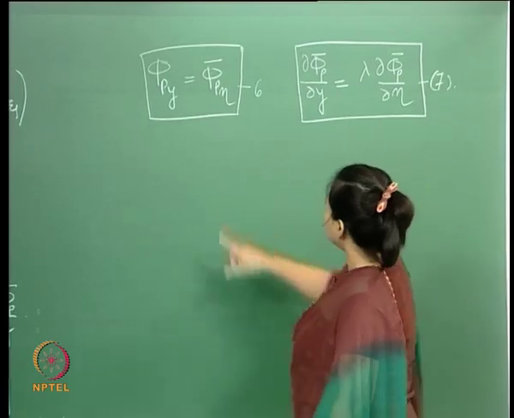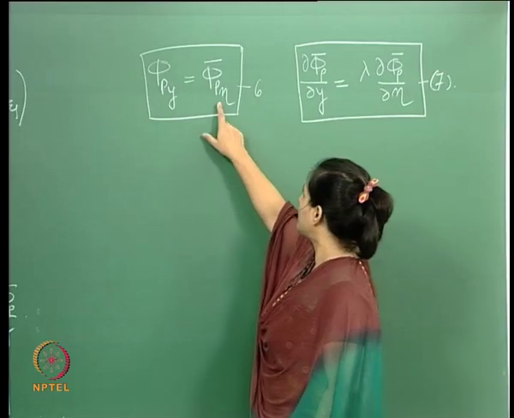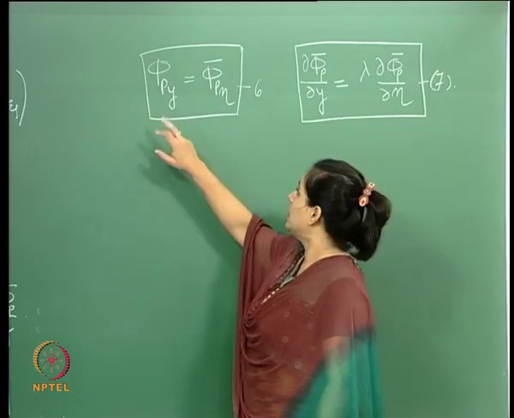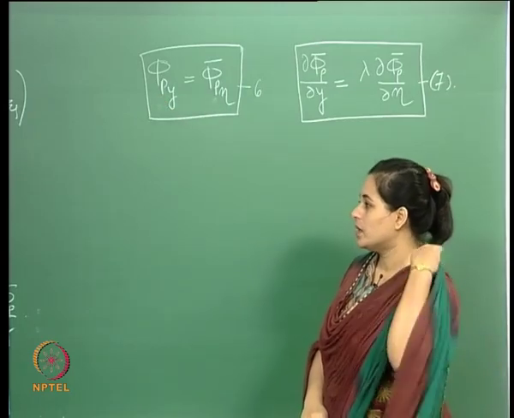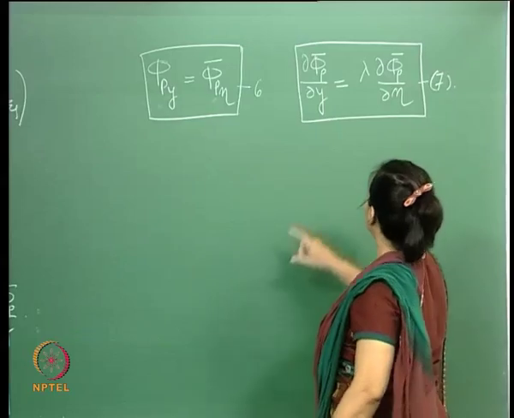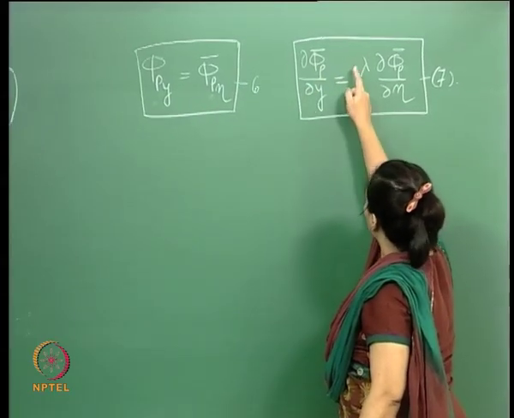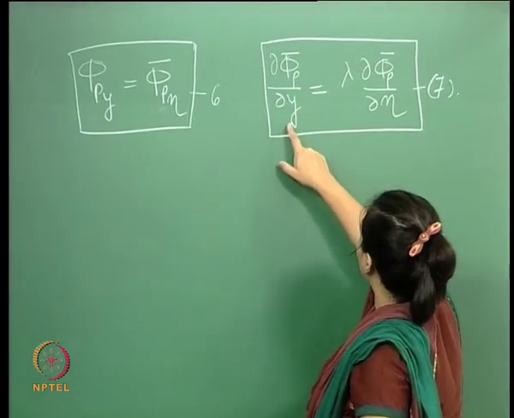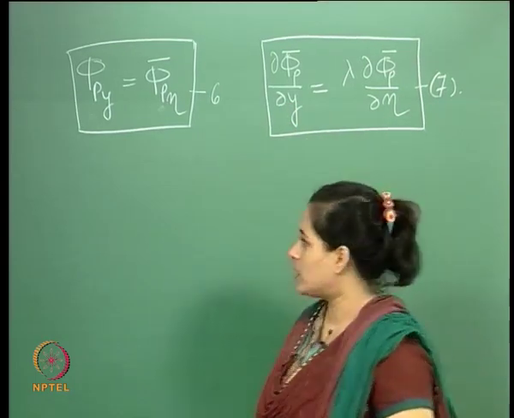Let us call this 7. So this is essentially the relationship between the perturbation potential in the xy coordinates and the transform perturbation potential in the transform coordinates, and the differentiation with respect to the y axis and the eta axis.